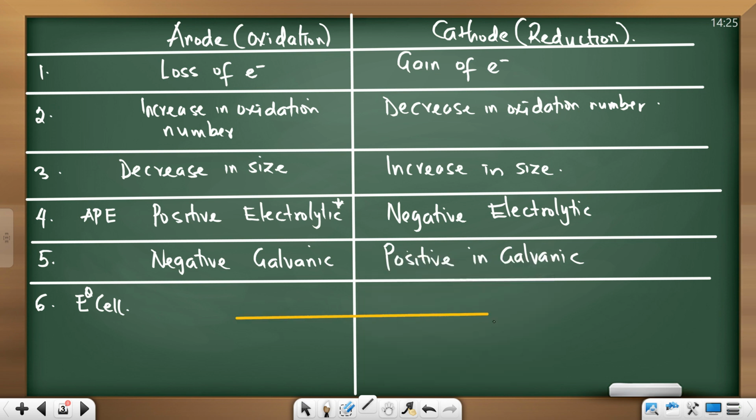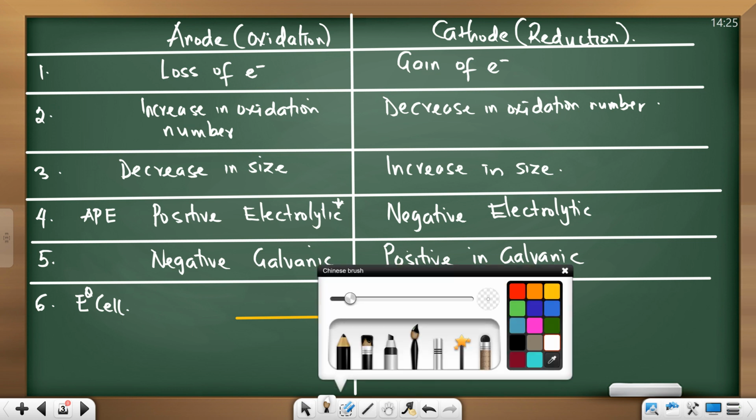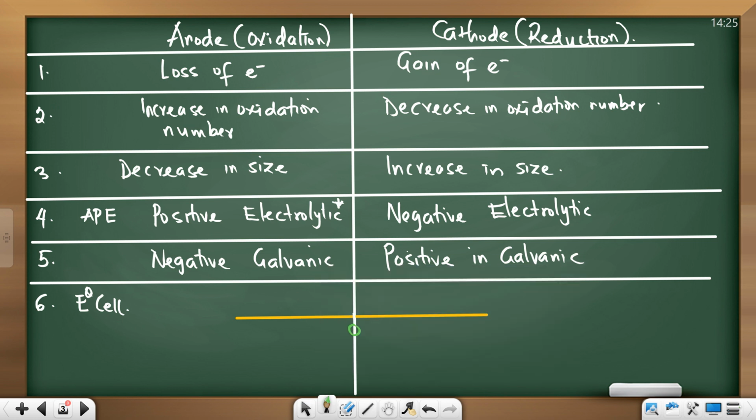The reason I'm showing you this number line is sometimes an examiner would give you X and Y, and there's no X and Y on your table. Negative there and positive there. We always start from A. So the more negative a substance is, it will be at the anode. The more positive a substance is, it will be at the cathode.